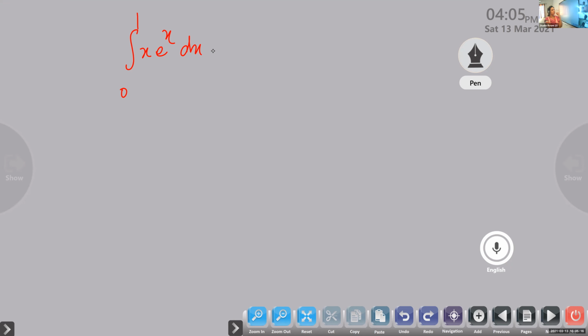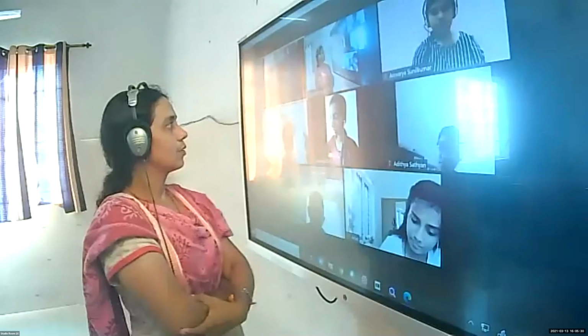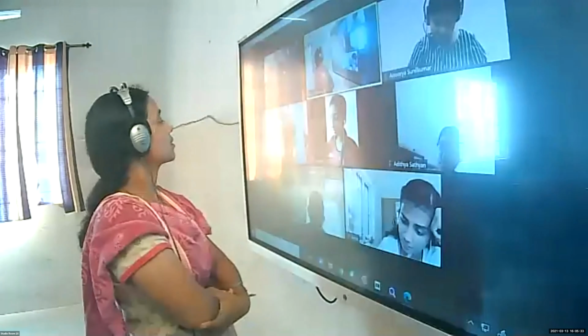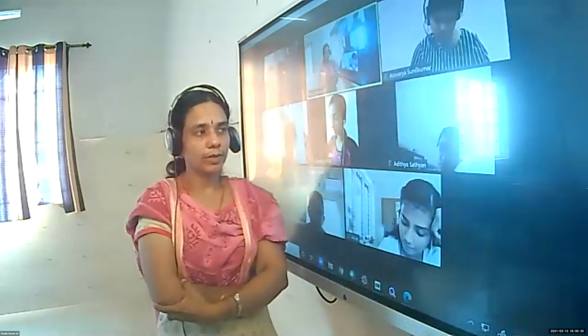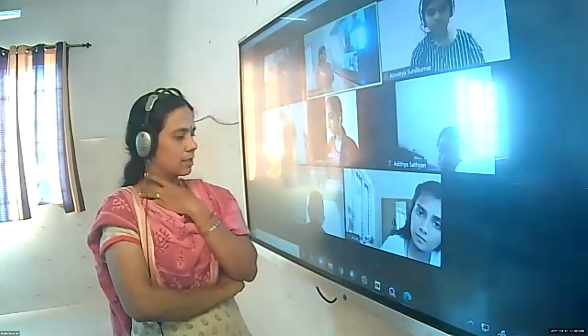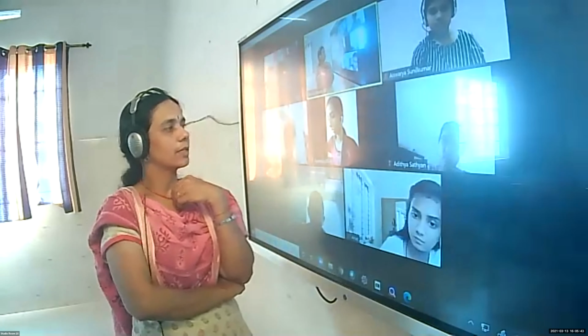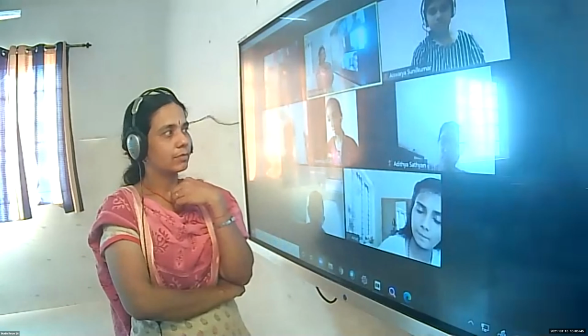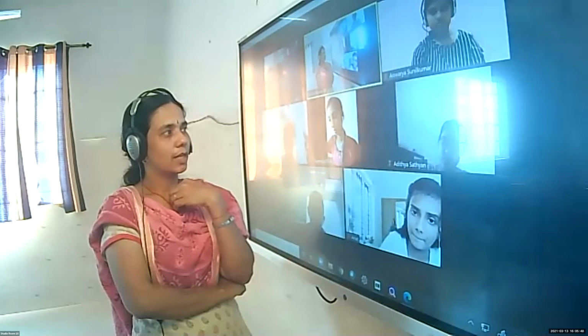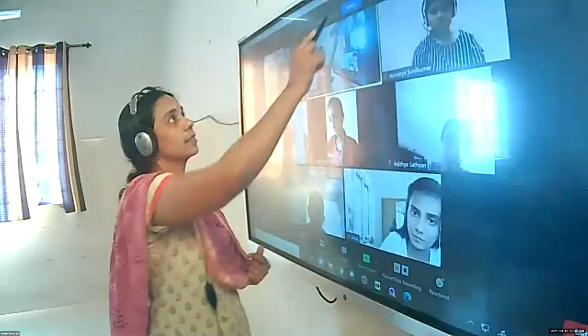How will you integrate this, Shubham? Integral of x into e raised to x into dx. Which method will you use? Yes. Which is the method we are going to use? Tell me, children, where is Karthik? Not this. Aparna.